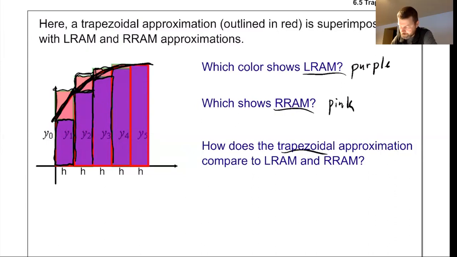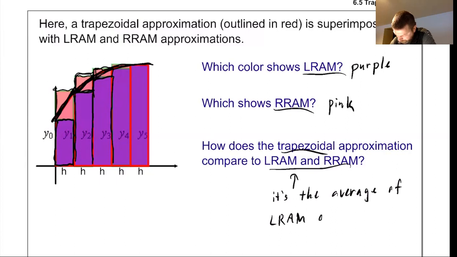So how does a trapezoid approximation compare to LRAM and RRAM? It's the average of LRAM and RRAM. That's not terribly important to know, but it just gives you another way of finding the trapezoid sum. If you happen to know the LRAM approximation and the RRAM approximation, you don't have to recalculate to find the trapezoid approximation. It's just the average of the two.